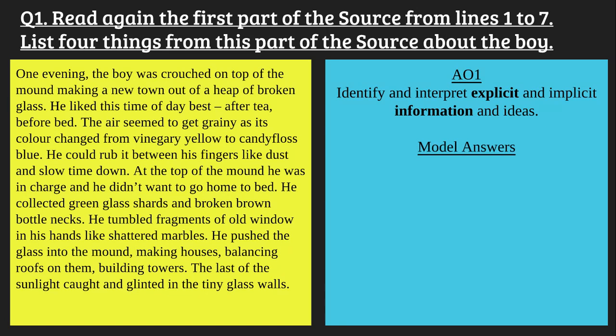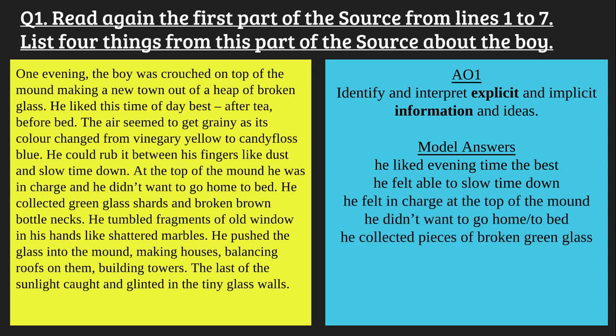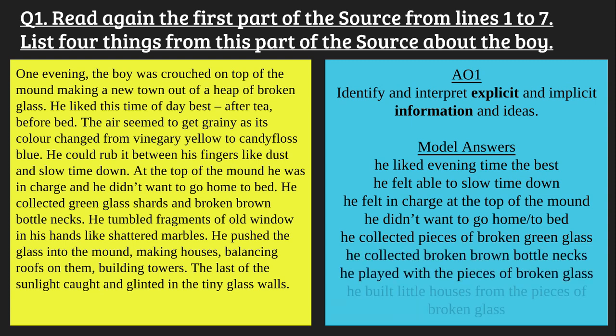So there's some model answers, or what you could have talked about, and that is: the boy likes the evening time best. He felt able to slow down time. He felt in charge at the top of the mound. He didn't want to go home to bed. He collected pieces of broken green glass. He collected broken brown bottlenecks. He played with the pieces of broken glass, and he built little houses from the pieces of broken glass.